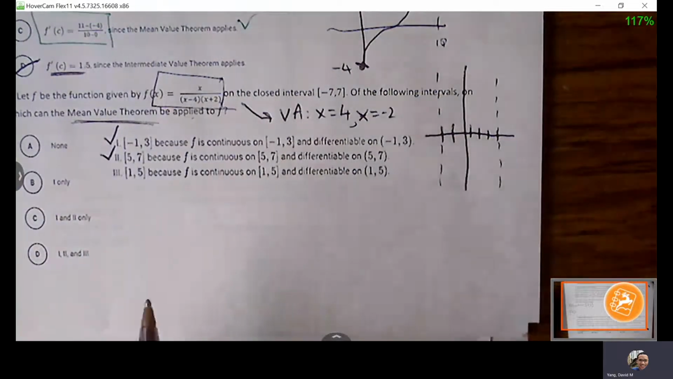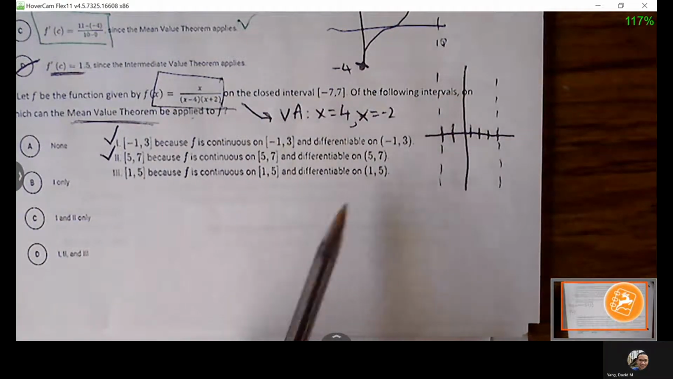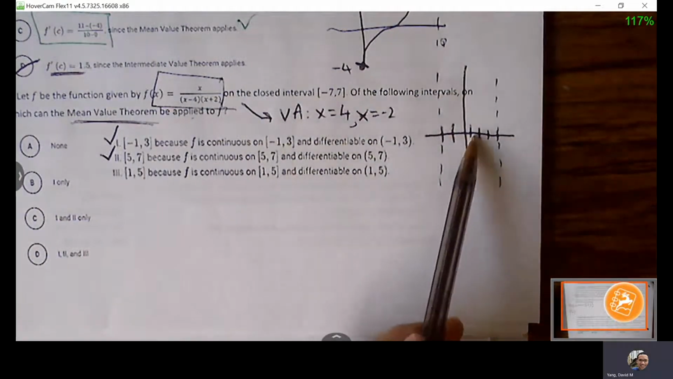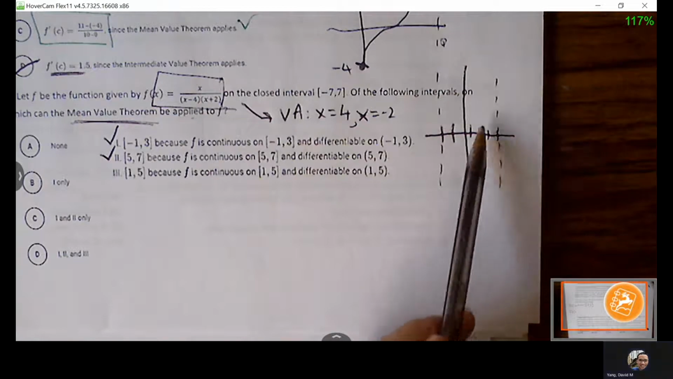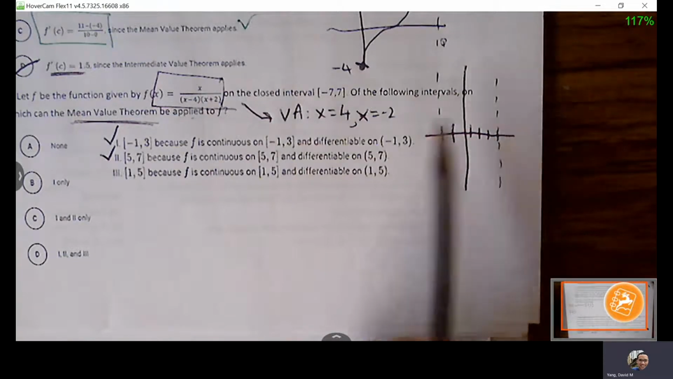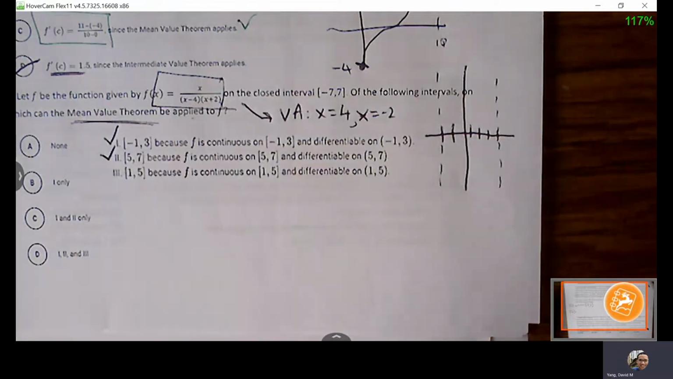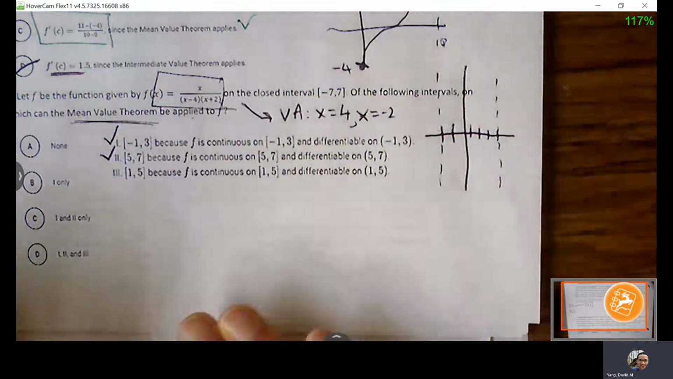How about 1 to 5? Yeah, 1 to 5 is an issue, right? If I want to go from 1 to 5, I'm going to have to cross over that asymptote. If I cross over an asymptote, then I can't guarantee continuity in that interval.